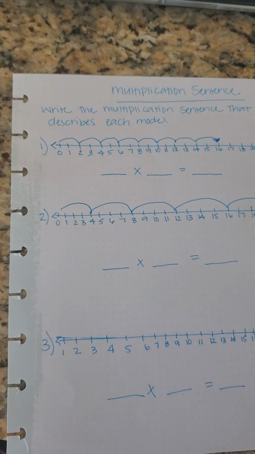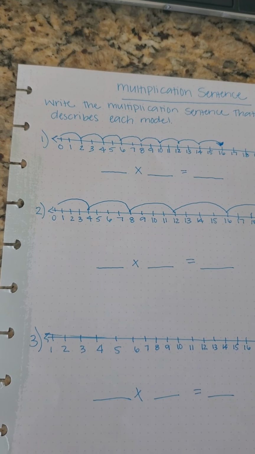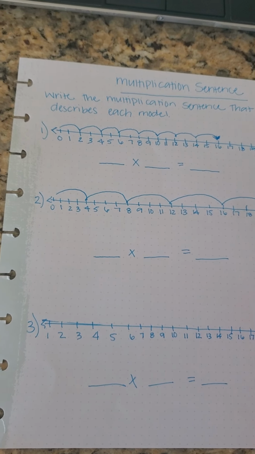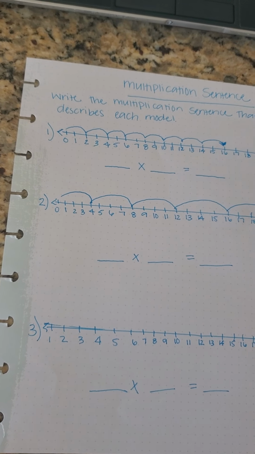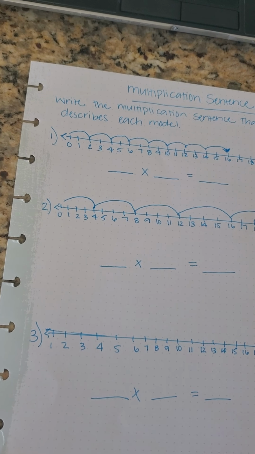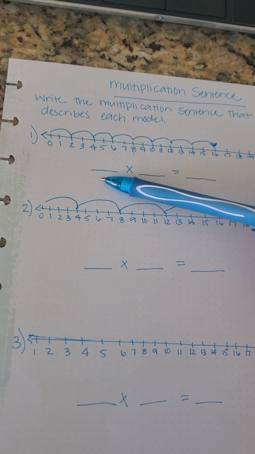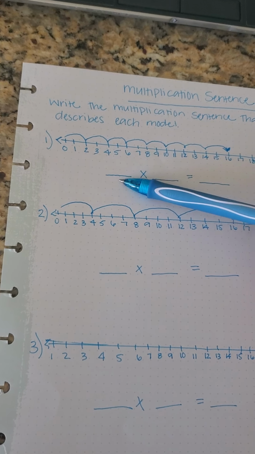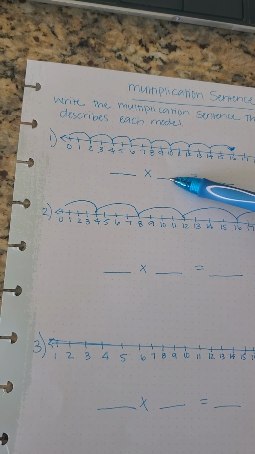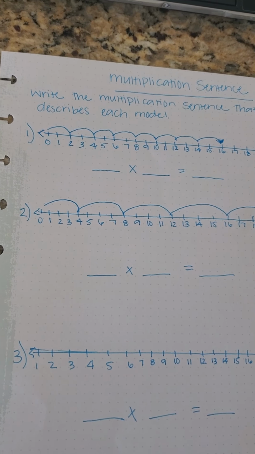So we are going to do a few problems together. If we look at our first one, we are going to dissect this first by finding out how many groups are in this number sentence. In this first spot is going to be our groups of, and then this one is going to be how many are in each group, and that will help us find our answer.